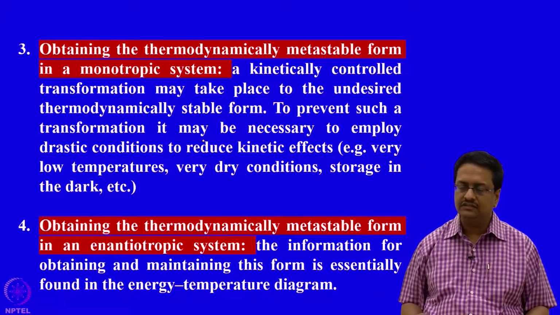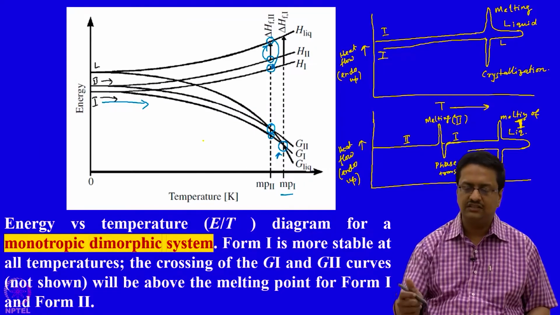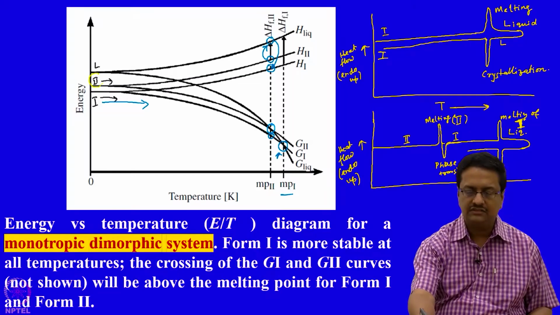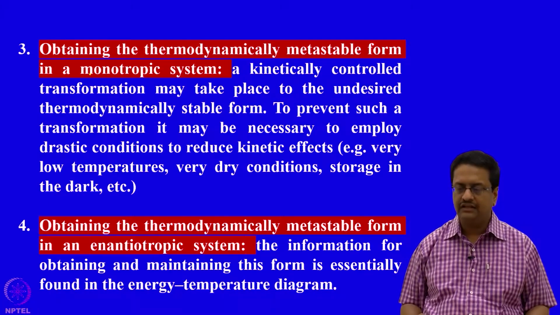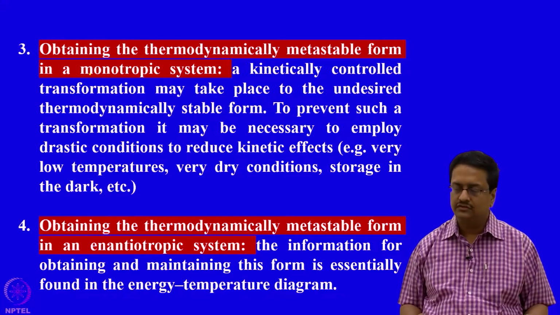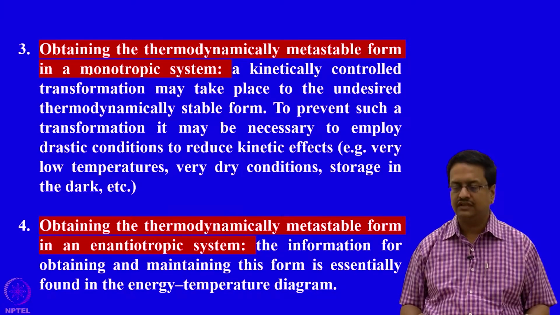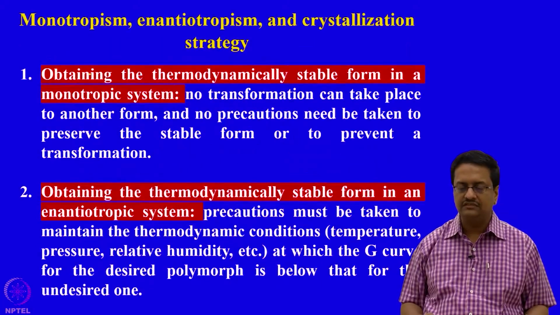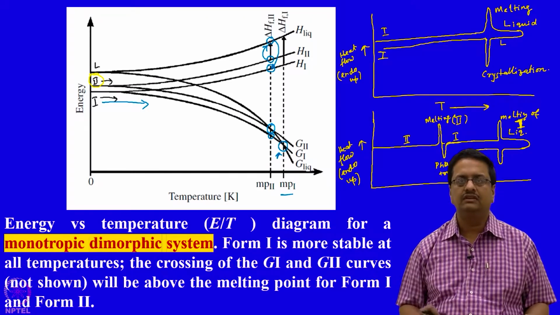Obtaining the thermodynamically metastable form in a monotropic system. As you know, in a monotropic system, the thermodynamically unstable or metastable form is form 2. So, a kinetically controlled transformation may take place to the undesired thermodynamically stable form. To prevent such a transformation, it may be necessary to employ drastic conditions to reduce kinetic effects, that is, very low temperature or very dry conditions, storage in the darkness, etc. What we mean is, suppose we have formed form 2 in a monotropic system and we want to keep it trapped.